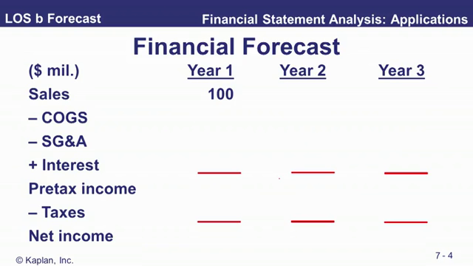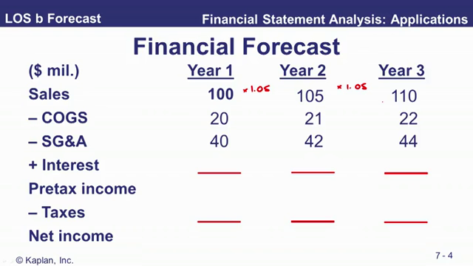Let's start off with our sales figure. Year one, we're forecasting it to be 100 million. Sorry, first thing I've done is grown it by 5%, so we're essentially multiplying by 1.05 and multiplying by 1.05. A little bit of rounding in year three, of course. Our cost of goods sold is just going to be 20% of the sales figure, and our sales, general and admin, we forecast to be 40% of the sales figure.